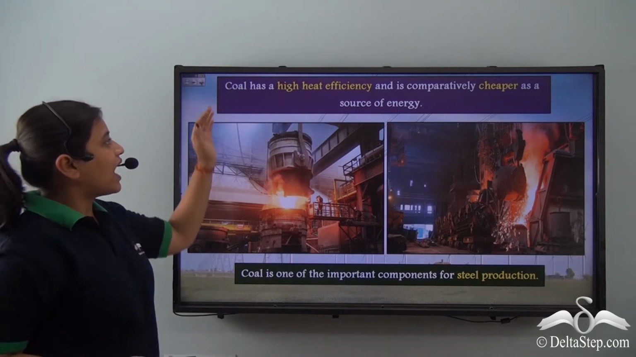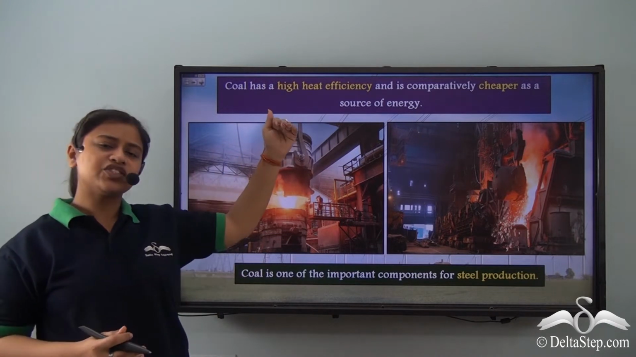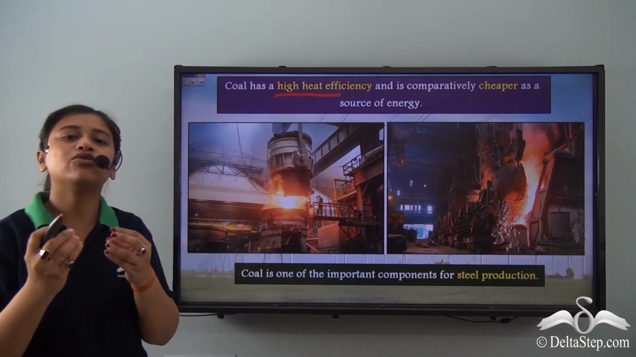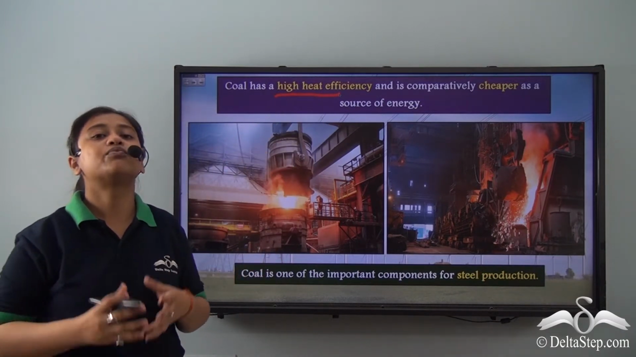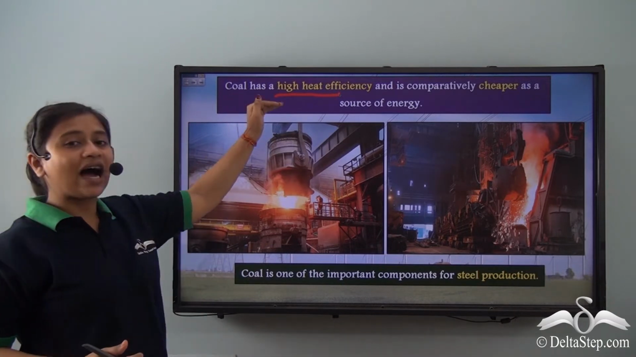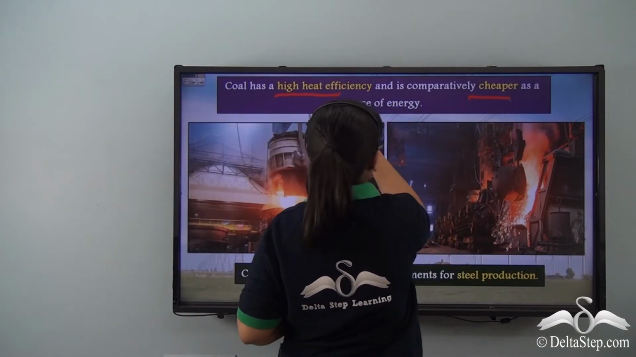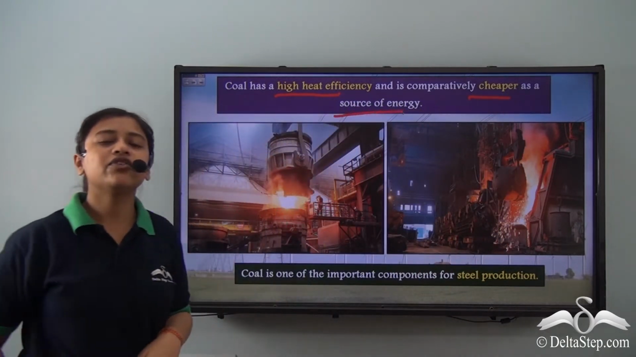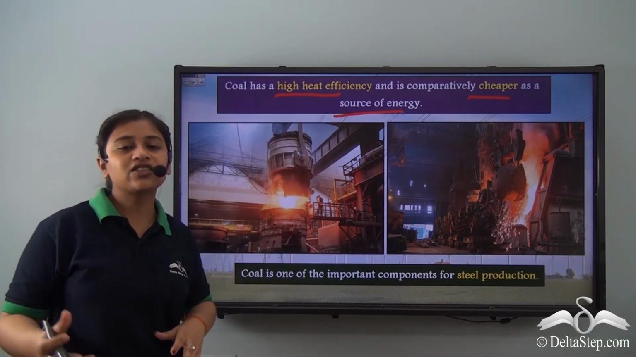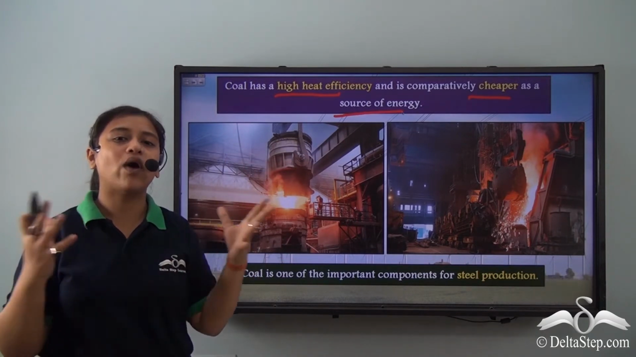So coal has a high heat efficiency. So what do we mean by high heat efficiency? It only means that a very small amount of coal can be used to produce a large amount of heat energy, right? So it has a high heat efficiency and it is comparatively cheaper as a source of energy. If you compare coal with other fossil fuels like natural gas or petroleum, then coal is much cheaper, and so it is more widely used.